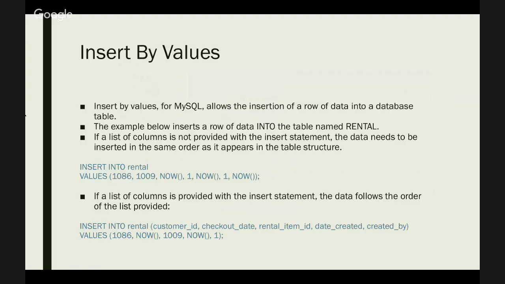If a list of columns is provided, as in the second example, as you can see, it says insert into rental, which is the table name. You have the names of the columns that you're inserting: customer ID, checkout date, rental item ID, date created, created by. Then the values section of the insert statement follows the order that you specify in the list of columns.